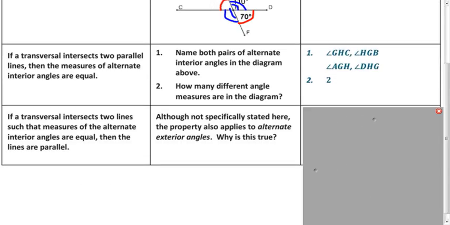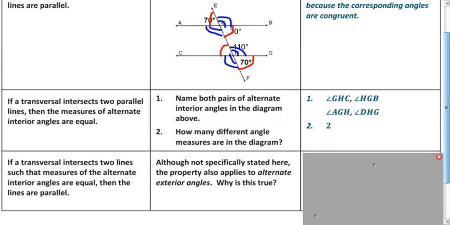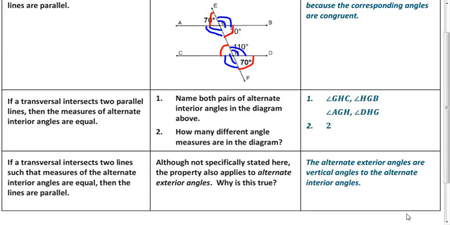And finally, we know that we have similar properties for alternate interior angles. And why is this also true for alternate exterior angles? Well, if we know that the alternate interior angles are congruent, like the red ones here, then the alternate exterior ones are as well, because those are just vertical angles with the alternate interior ones.